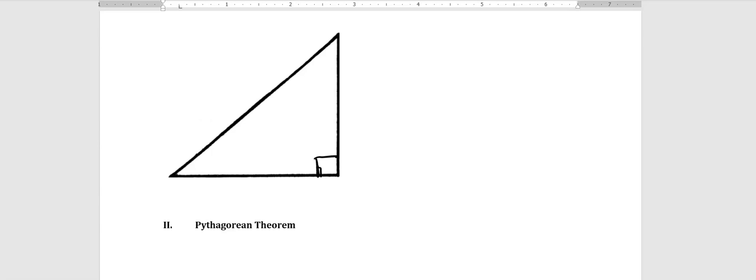Okay, now I'm sure you guys already know that that's the right angle. But in case you didn't, now you know. Okay, so obviously there's a couple of things that we've got to remember with these types of triangles, other than the fact that we have a right angle.